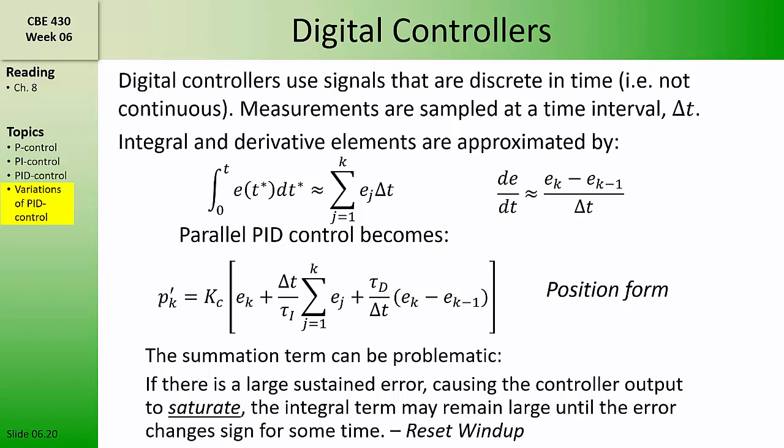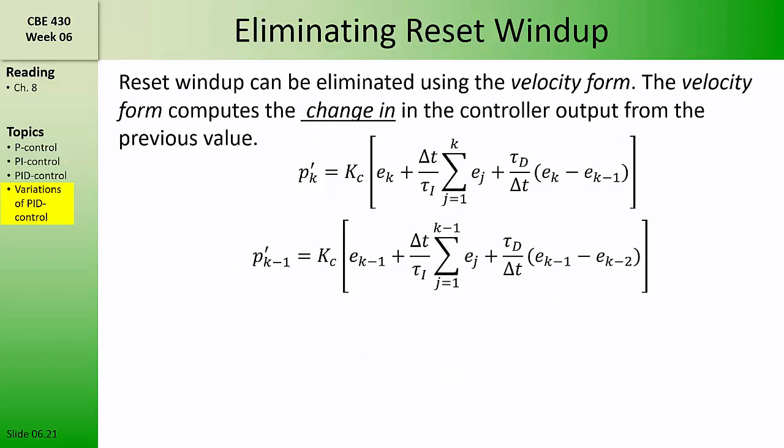But for digital controllers, one way that we can deal with reset windup is to use what's called the velocity form of the PID controller algorithm. While the position form calculates the value of the controller output, the velocity form only computes the change in the controller output from the previous value. To find the change in the controller output, we calculate the controller output at time point k and the controller output at the previous time point k minus 1.